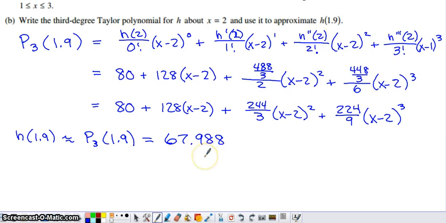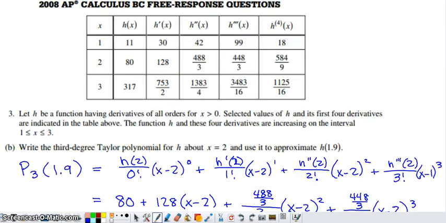This will be a little closer to the true value of h of 1.9 because we've used more terms in our series. So the more terms we tack on within these estimates, the closer our estimates are going to be. It doesn't really ask us to say that, but you have more terms present within this estimate. Therefore, we have a better estimate for h of 1.9 as a result.